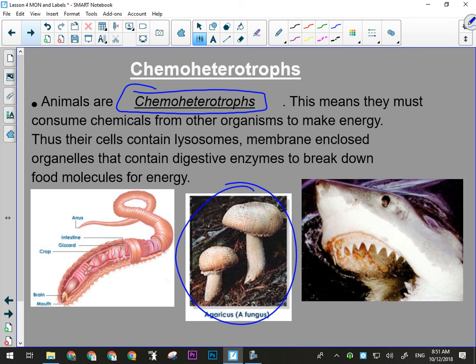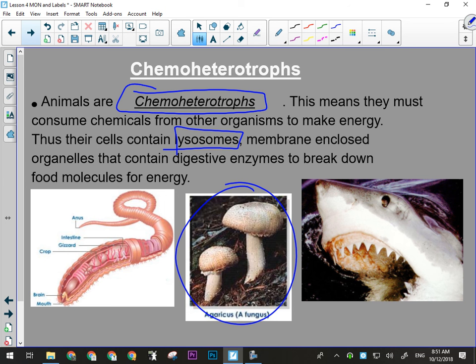So if you are an organism that has to consume other organisms for food, you have to have a way to contain those enzymes so they don't go just about willy-nilly digesting all of your other stuff. That means you need to have lysosomes. Lysosomes are essentially the stomach of the cell.